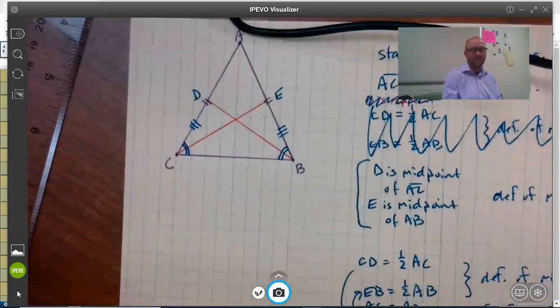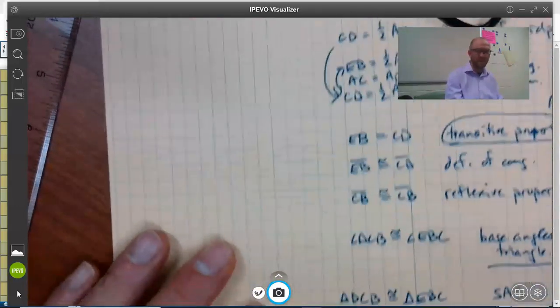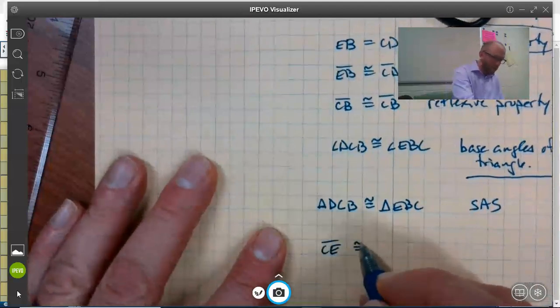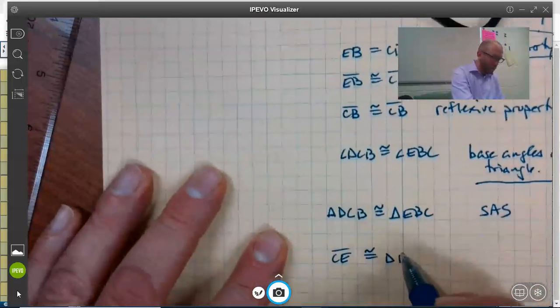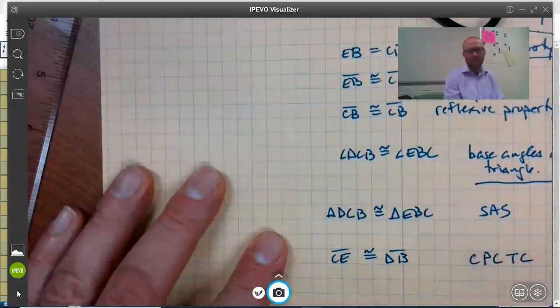And of course, now that we know that they are congruent, we know that CE and DB must also be congruent. So I would say CE congruent to DB. And that is by corresponding parts of congruent triangles are congruent.